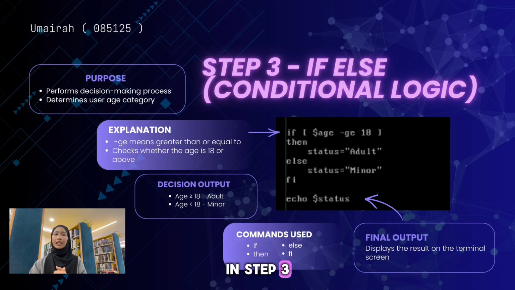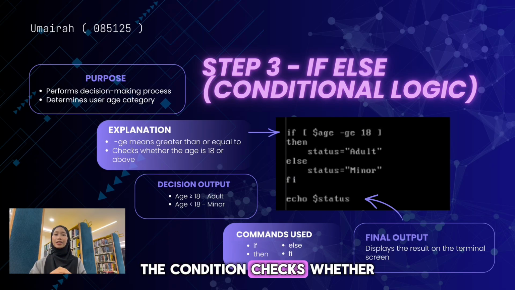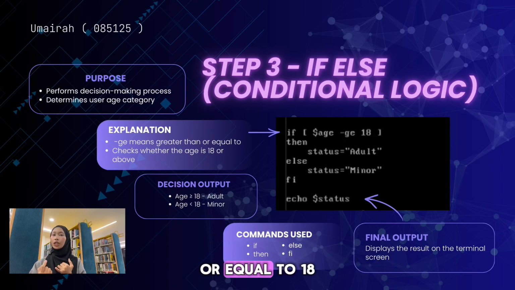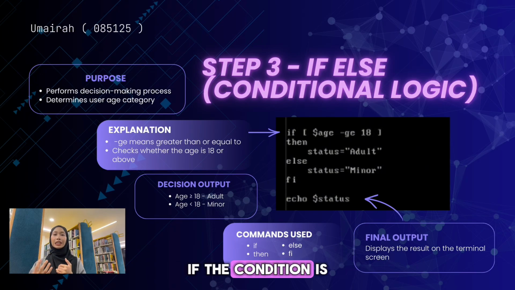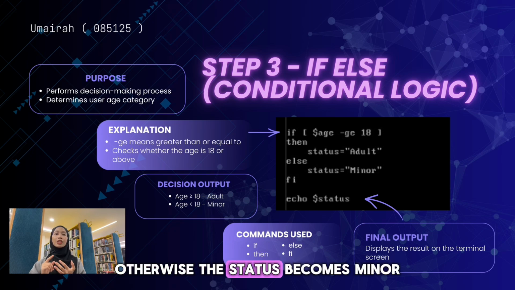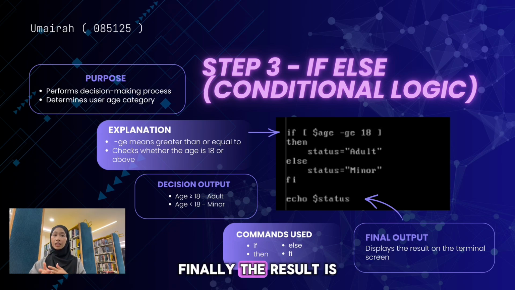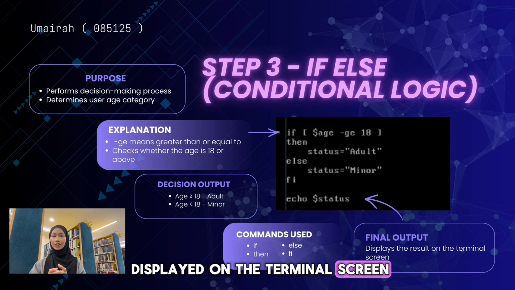In step 3, the system uses an if-else statement to make a decision based on the user's age. The condition checks whether the age is greater than or equal to 18 using a conditional statement. If the condition is true, the status is set as adult, otherwise the status becomes minor. Finally, the result is displayed on the terminal screen.